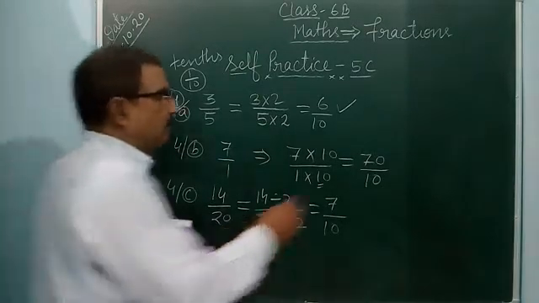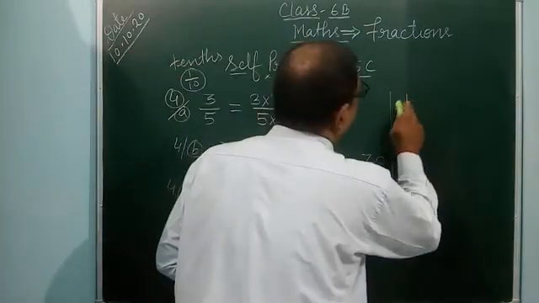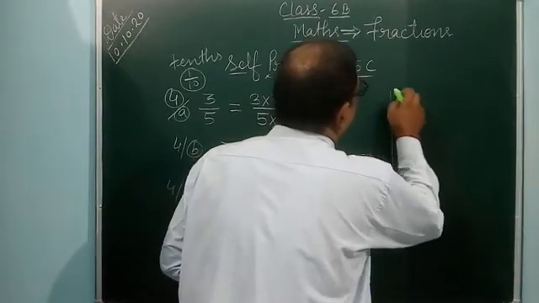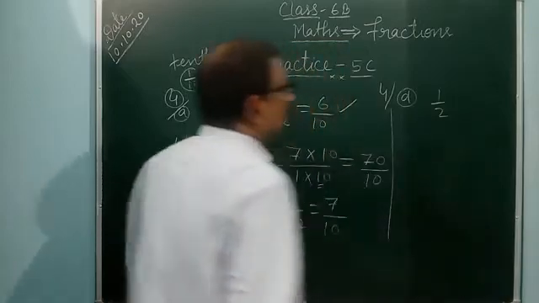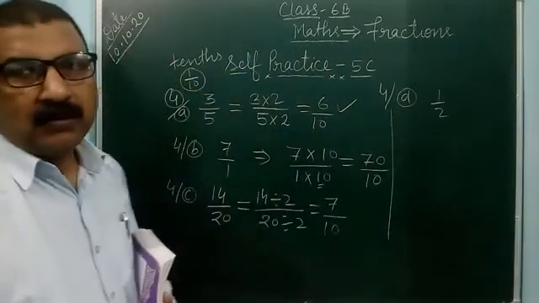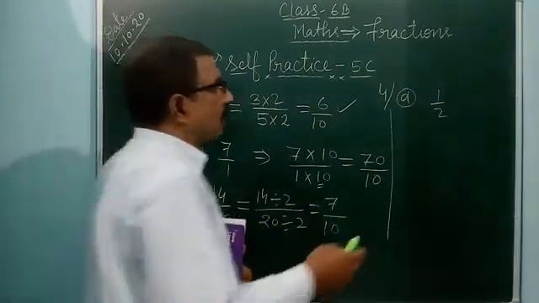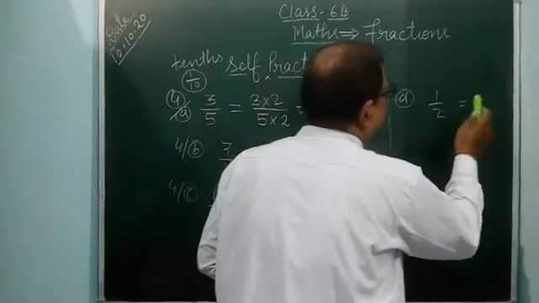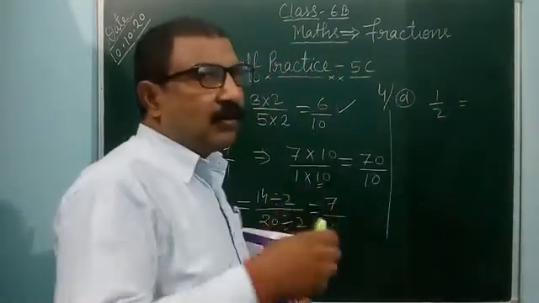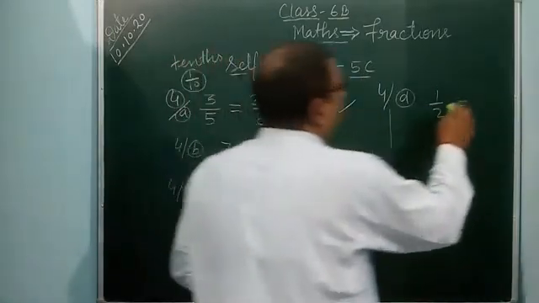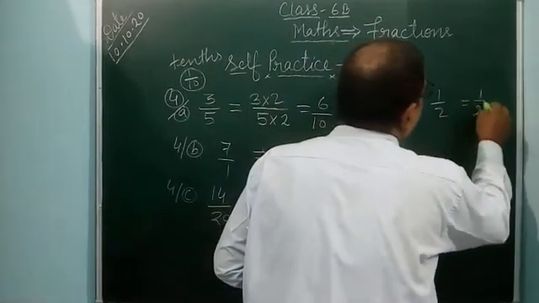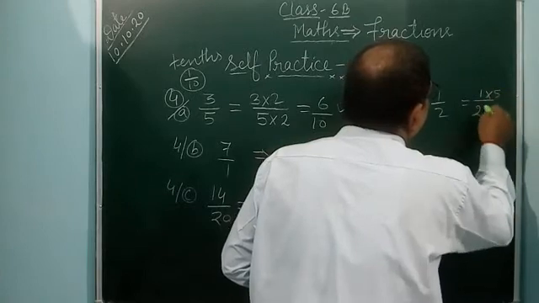Question number 4D. 1 by 2. Your aim is to get 10. So keep 10 in your mind. 2 5s are 10. So you multiply by 5. 1 by 2, we multiply by 5.